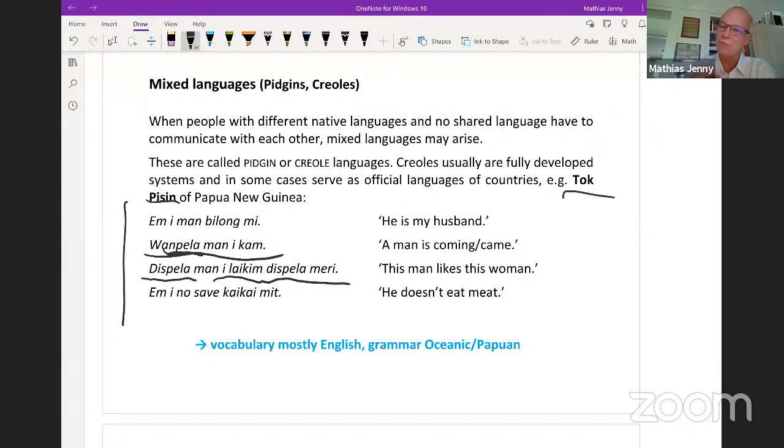And Tok Pisin is an official language now, so it's not something that just happens spontaneously. It's a fully developed language. It's written, there are newspapers and everything in Tok Pisin.